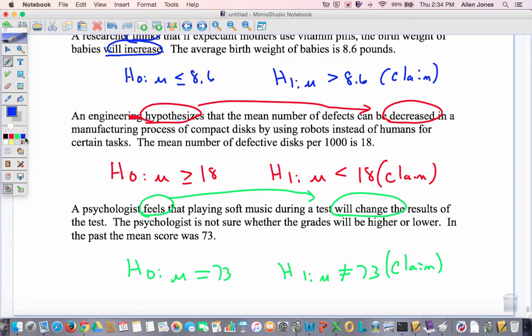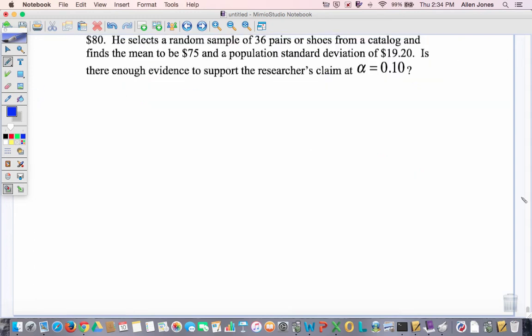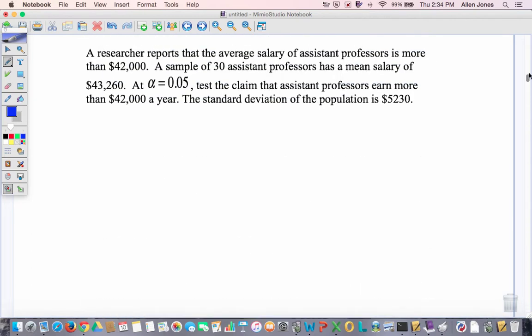Now the question that's probably floating around in your mind is, isn't the alternative always the claim? Well, if I went back to here and inserted one word into this, so now our psychologist feels that playing soft music during the test will not change the results of the test. Now what the psychologist is claiming is that our test results are going to be the same whether we play music or not. So you can see our null could be the claim in this case. Probably 75, 80, maybe 90% of the time, our alternative will be the claim, but there will be instances where you can see the null is the claim. So there's our start looking at how to write our two hypotheses and also identify the claim.